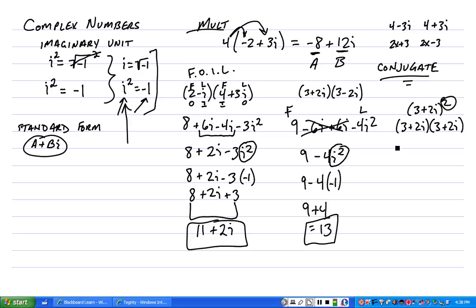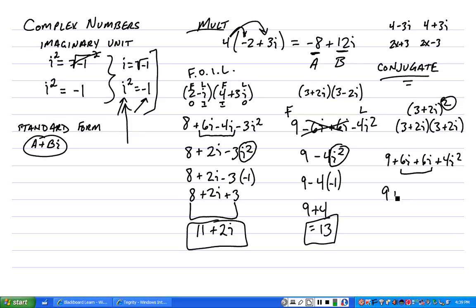So we do our FOIL. First and first gives me 9. Outside gives me a positive 6i. Inside gives me a positive 6i. And last gives me a positive 4i squared. Outside and inside are like terms.